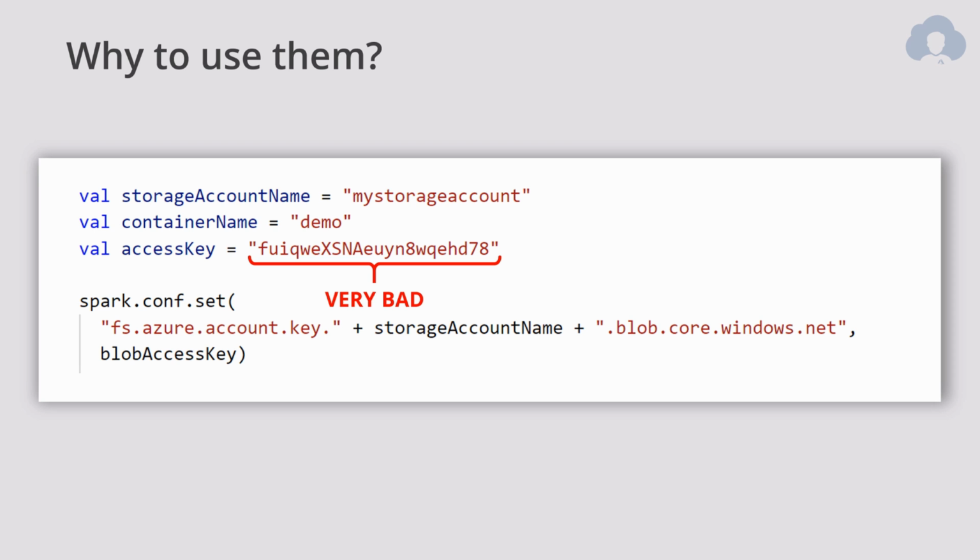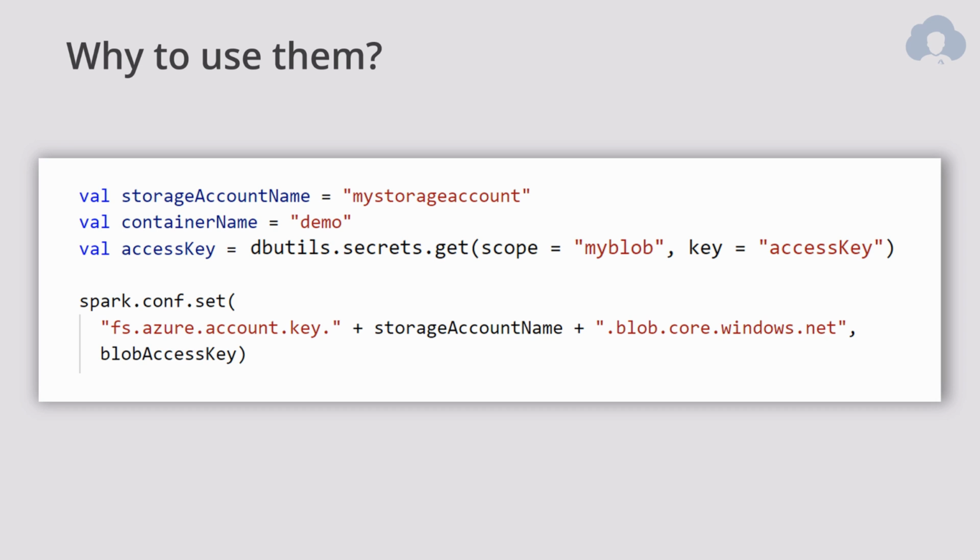And with secret scopes, you get access to the DB utility secrets library, which allows you to get your secrets in a very secure way. This also allows you to secure other things like account names, so that your code can be moved between environments without changing anything. You just replace the scopes, replace the values, and you're ready to migrate to another environment.